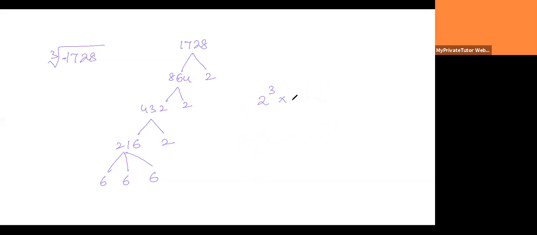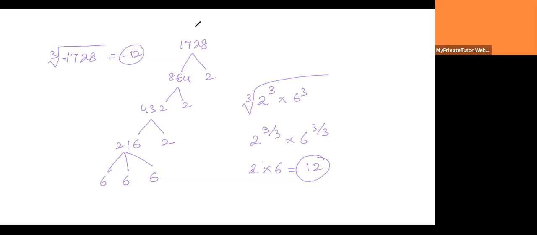2 cubed times 6 cubed, the whole cube. So 2 power 3 by 3, 6 power 3 by 3, and we get the answer as 2 times 6, which is 12. After finding the answer, just write the answer in negative. So that's the easiest way to do. The reason we haven't got that is because we directly simplified here.